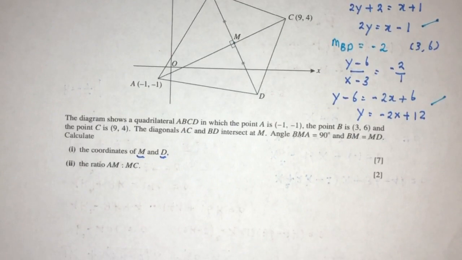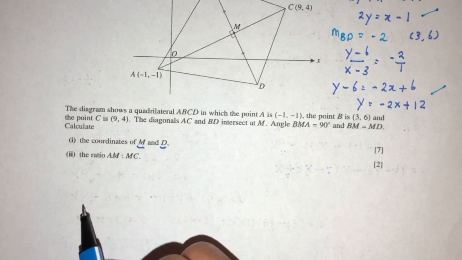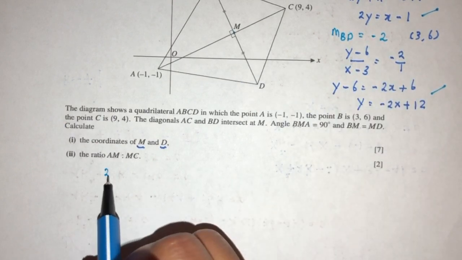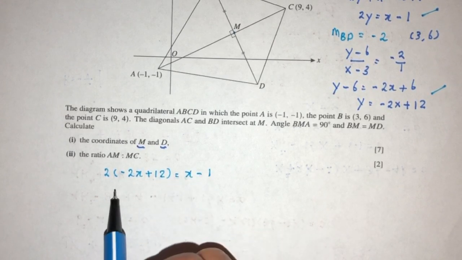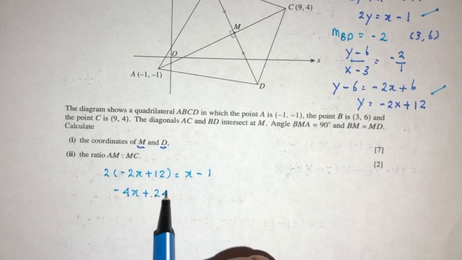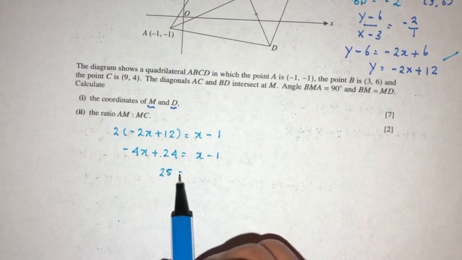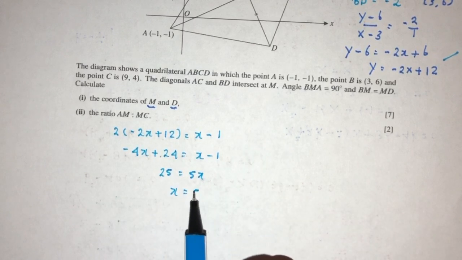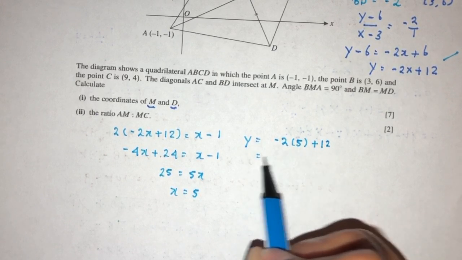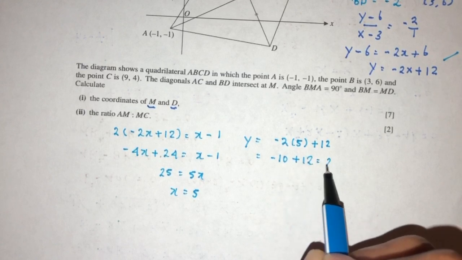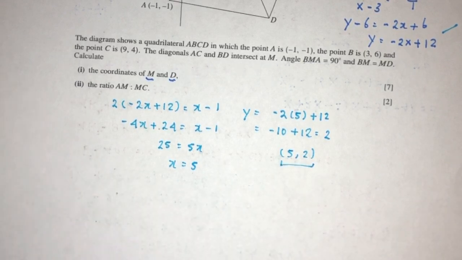Now to find the point M, obviously it's the point of intersection, so we can simply find that. For example, replacing in here, you have 2 times y is equal to x minus 1, minus 4x plus 24 has to be x minus 1. Send every x to one side, you will have 25 equal to 5x. So x will be the value of 5. Now y will be minus 2 times 5 plus 12. That should be minus 10 plus 12, that should be 2. Now the point is (5, 2). This is the point M.